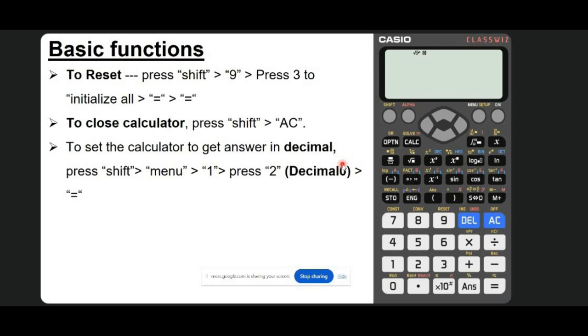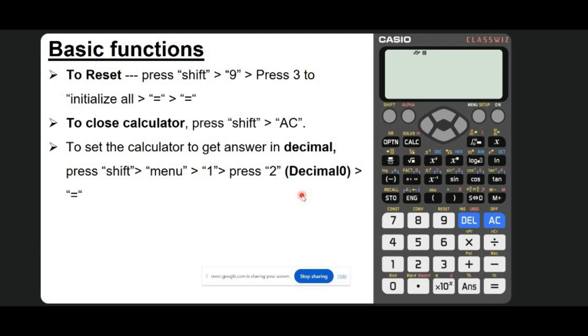Okay. So to set the calculator, if you want to get your answer in decimal every time, like 0.5, 0.7, and you don't want it in fraction form, then you can set your calculator first before you key in your question. You can press the shift button, press the menu button, and then press 1, and then you choose number 2. It means that you choose decimal 0.